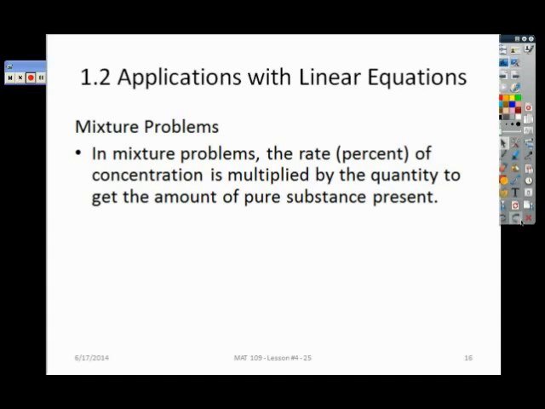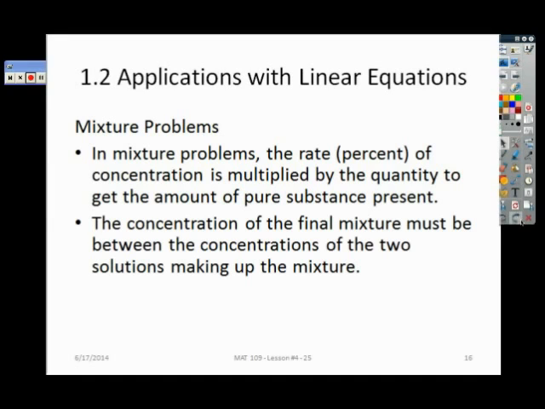So the rate, and here it also talks about a rate, but it's a percentage. It's not a speed. It's a percent of concentration. And it's how much pure substance. When you mix two things together, you have something at this strength and something at this strength. If you mix them together, you get something at a strength in between, right? It's not as strong as this, it's not as weak as this. So your final concentration must always turn out to be in between the two you mix. Can't be any greater, can't be any less. It has to be in between. So that's going to always be true.